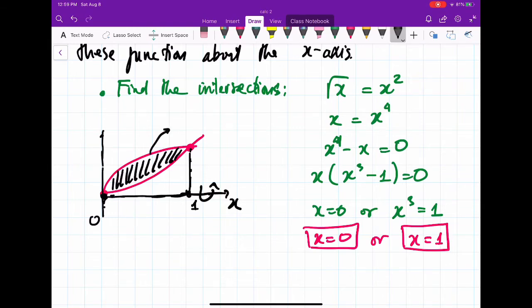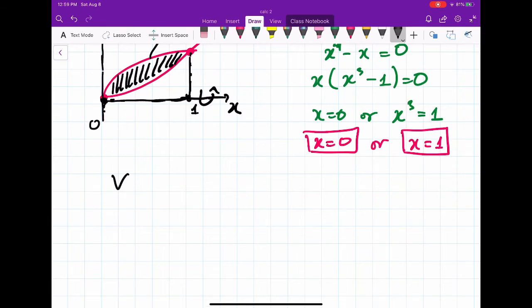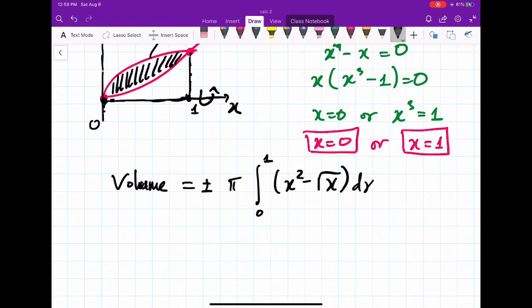I'll tell you this: we don't even need to know which function is bigger. I just take the difference and evaluate the integral. If the integral is negative, the volume would be the absolute value of that. Does that make sense? So I can write like this. The volume is equal to, and sometimes it is acceptable to write plus minus. It means if the integral is negative, you take the negative, but if the integral is positive, you just keep the positive. Integral from 0 to 1, the function is x squared minus square root of x dx.